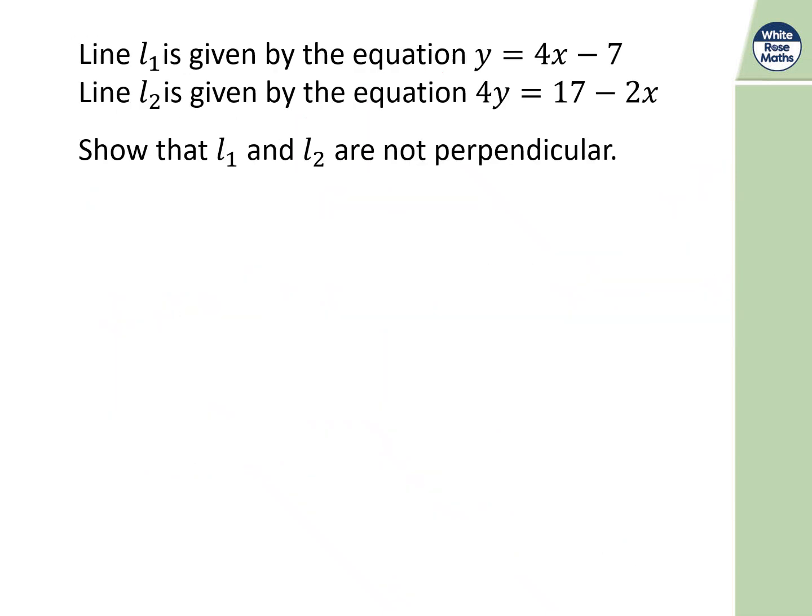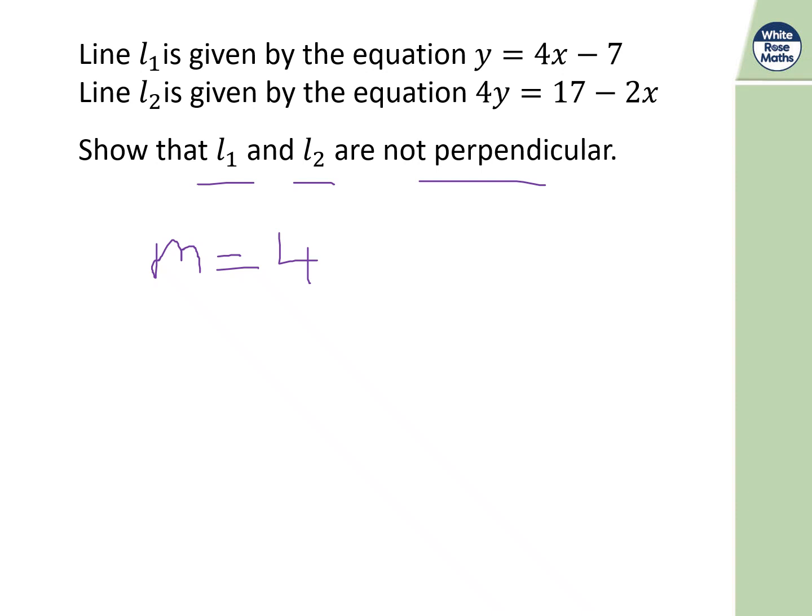So this one here: L1 is given by the equation y is equal to 4x subtract 7, and L2 is given by the equation 4y is equal to 17 minus 2x. Show that L1 and L2 are not perpendicular. That means the product of the gradients will not give me minus 1. For L1, the gradient is equal to 4, the coefficient of x. So L2 has to have gradient minus a quarter for them to be perpendicular. We just have to show that it's not equal to minus a quarter.